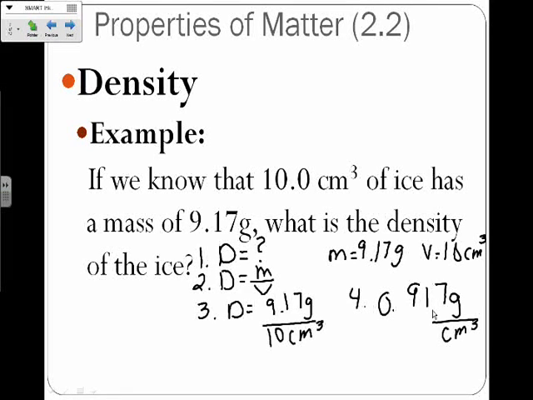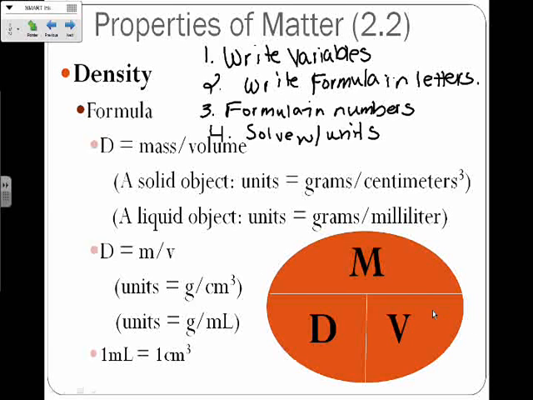Now, let's pretend that you actually were asked to locate mass. And what I'm going to do is I'm going to go back just a minute so we can look at our circle. If you were asked to locate mass, what you would do is you would cover mass up with your finger, and it gives you the formula. It tells you that D and V are going to be in your formula.